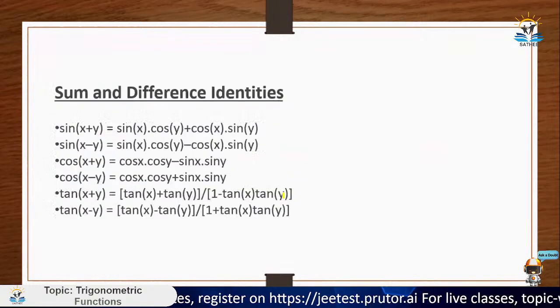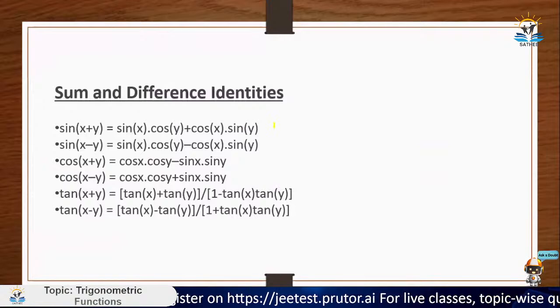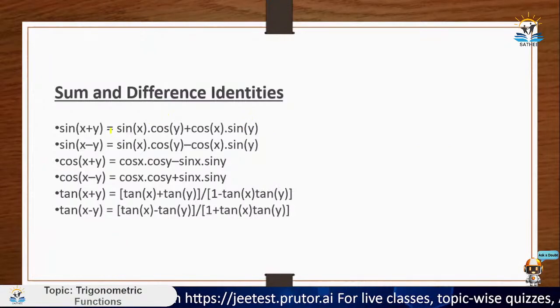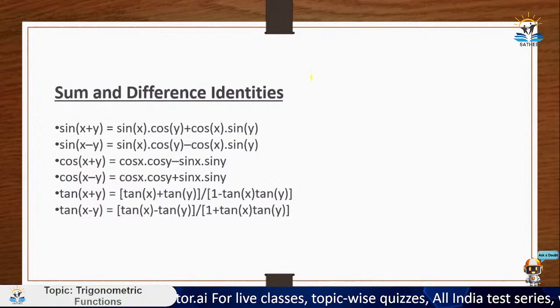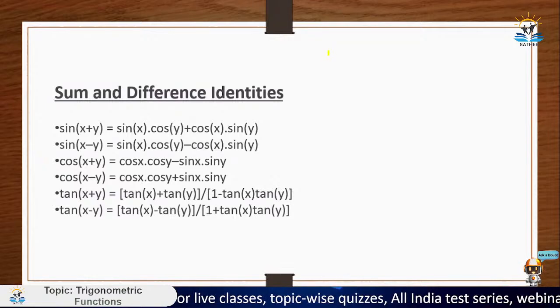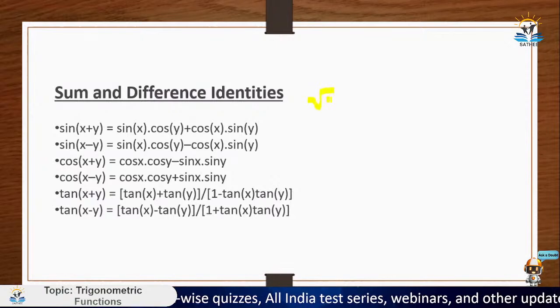So moving ahead, now coming on to sum and difference identities. A sum and difference identity is nothing but this, let's say sine of x plus y is equal to sin x cos y plus cos x sin y. Let me explain you with an example. Let's take 30 and 30 angle. Sine of 30 plus 30 is sin 60, and sin 60 is nothing but root 3 by 2.